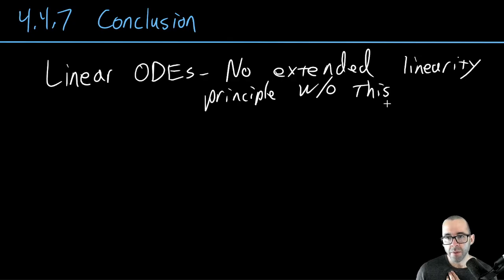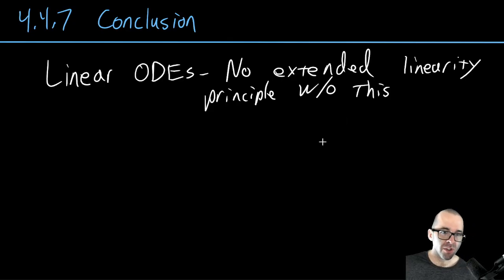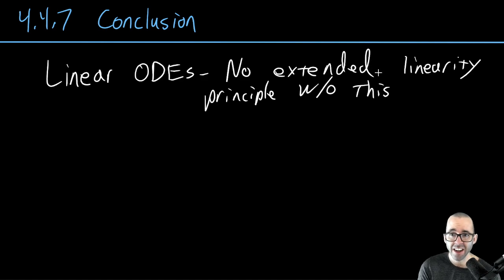And so being able to find the general solution of the homogeneous version, or the unforced version, and then just adding any particular solution to the forced version, that comes from the extended linearity principle. So if you don't have a linear ODE, you don't have that, and that's a big problem. The fact that this is linear does some really, really nice things for us. That extended linearity principle is super useful.